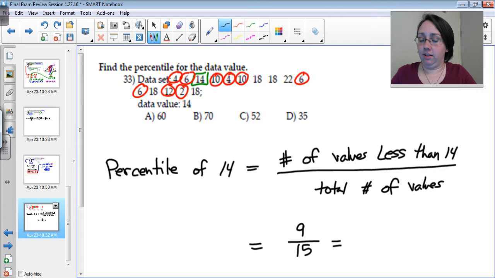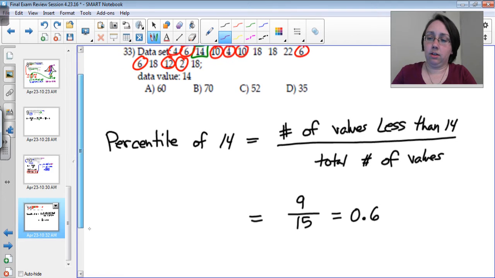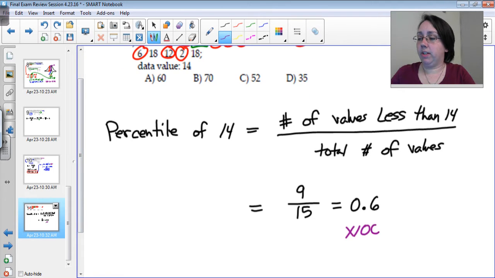All right. Calculator, what is that? We want a percentile, so we have to change this to a percentage. First you divide and get the decimal. How do you turn a decimal into a percentage? Move the decimal 2 places, exactly.